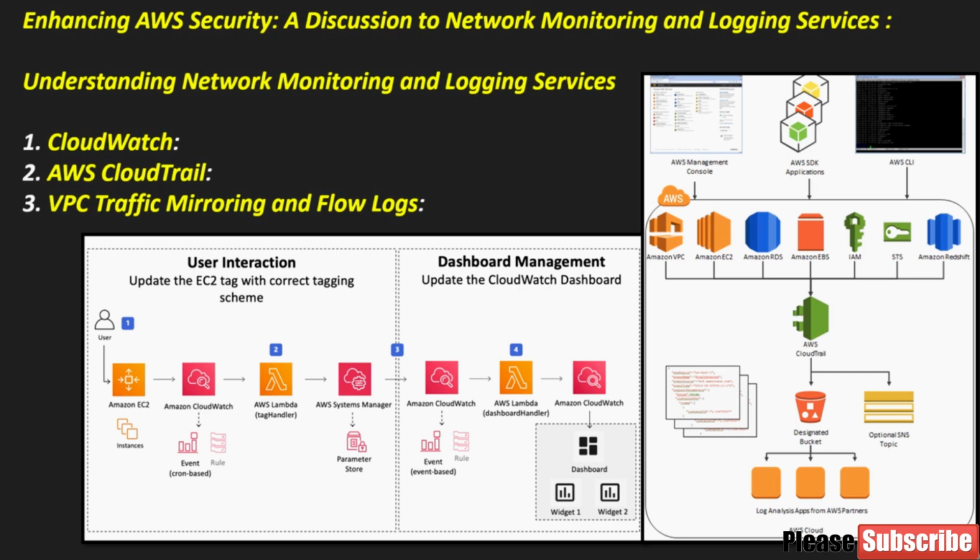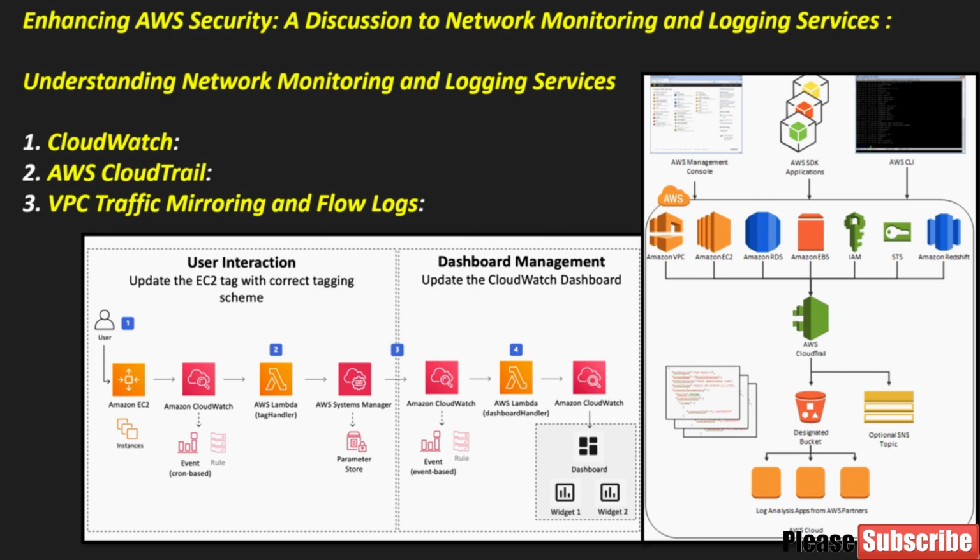And second will be AWS CloudTrail. AWS CloudTrail records API calls that are made on your account. It offers a detailed history of actions taken by users, roles, or AWS services. This auditing capability is invaluable for validating security measures and ensuring compliance with regulatory standards too.